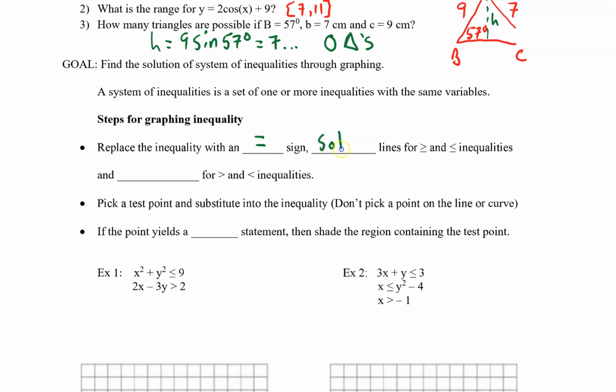You're going to have solid lines if you have a greater than or equal or a less than or equal, and you're going to have dashed lines if you have greater than or less than, but no equal sign. Then you want to pick a test point and substitute it into the inequality, but don't pick a point that's on the line or the curve. If you do that, then you're not going to really get a fair answer. So just pick one that's in an open space. If the point yields a true statement, then you would fill that part in.